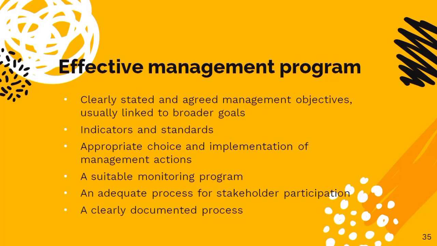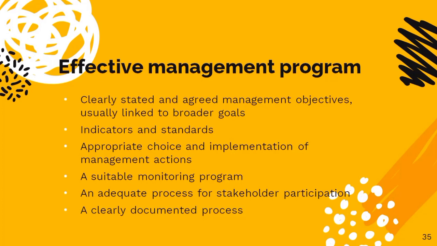It should include a statement about the desired status of wildlife and habitat, indicators and standards. Indicators are signs of progress towards achieving a specific outcome. Standards are a level of quality or attainment. So these specify when the objectives are considered to have been achieved. The third one is appropriate choice and implementation of management actions. So this is designed to meet these objectives.